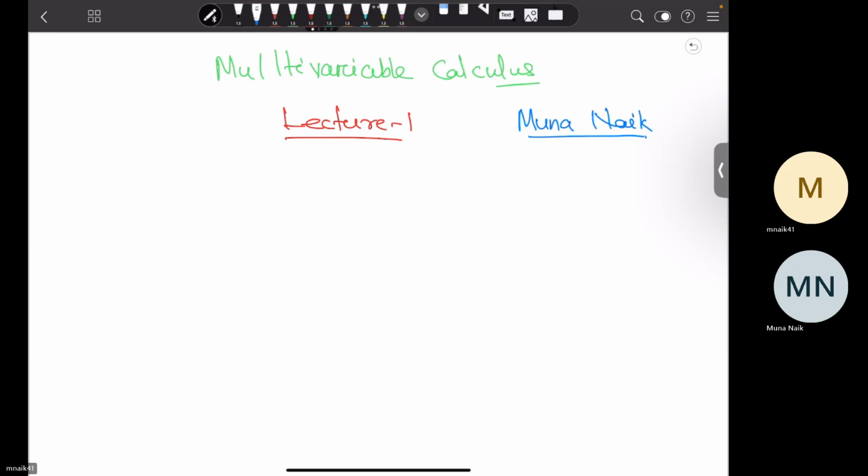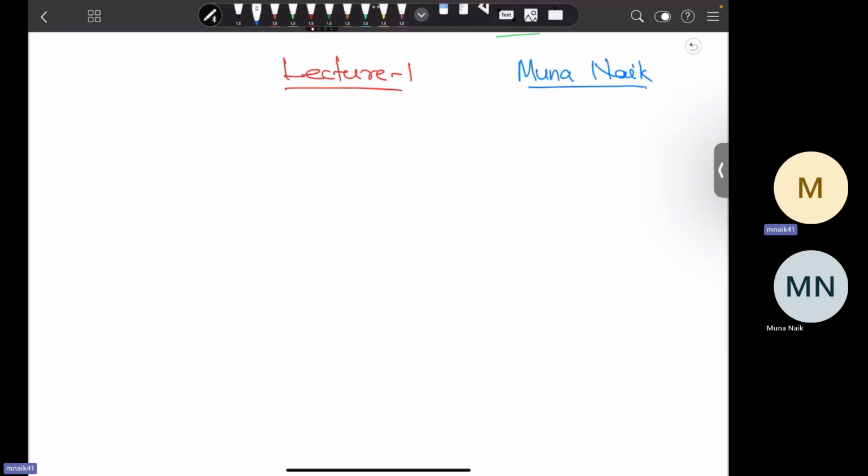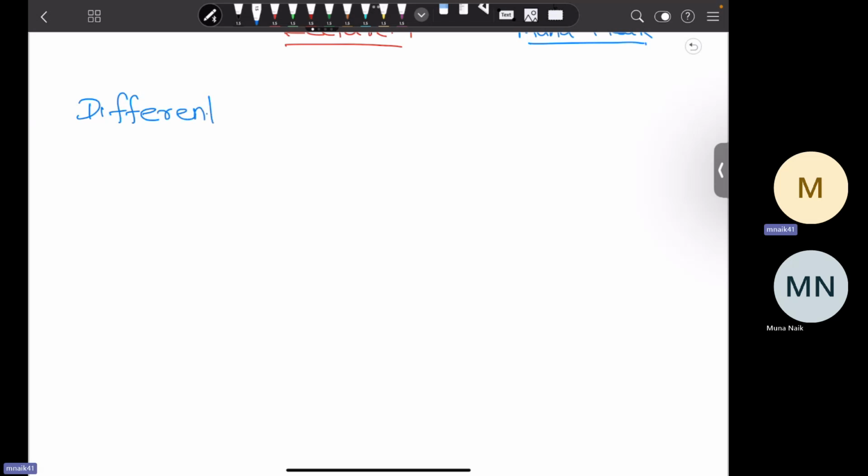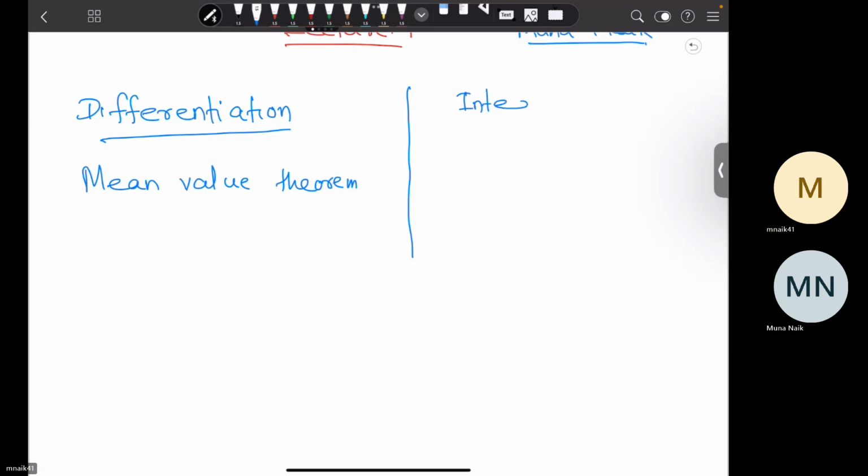All of you know the calculus on real variables. So we will develop calculus on Rn. You have learned about differentiation and integration, and we will develop these notions on Rn. On differentiation on R, you know there is an important theorem called the mean value theorem. And on integration, we have the fundamental theorem of calculus.